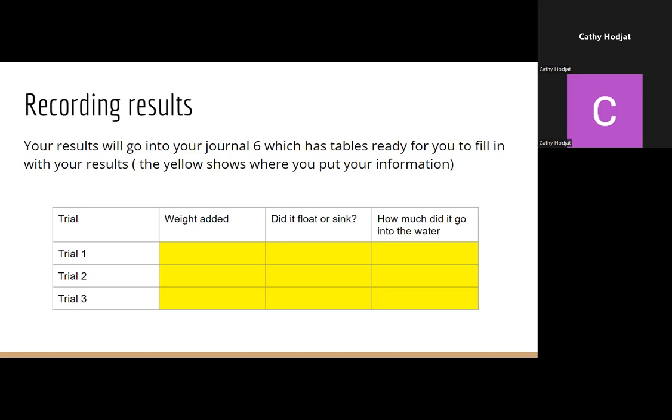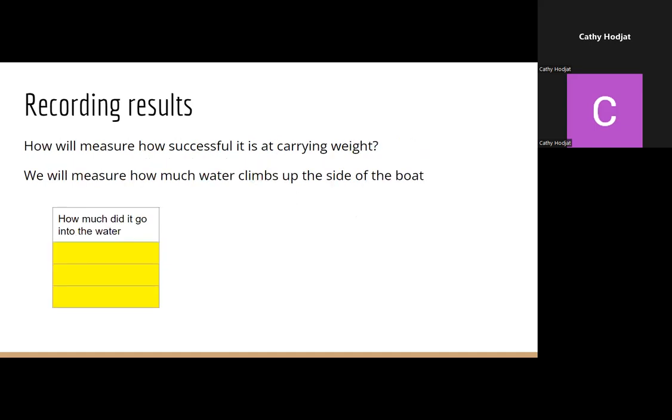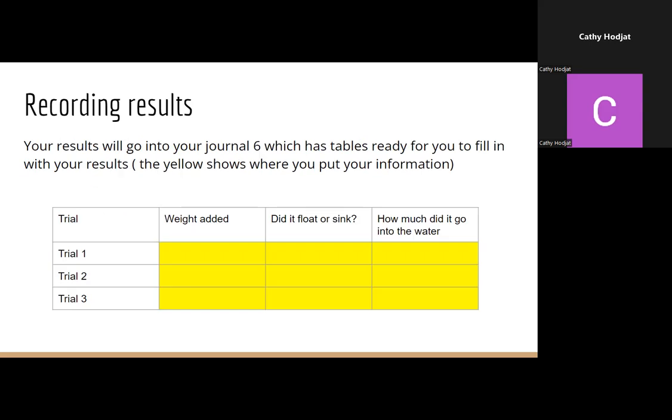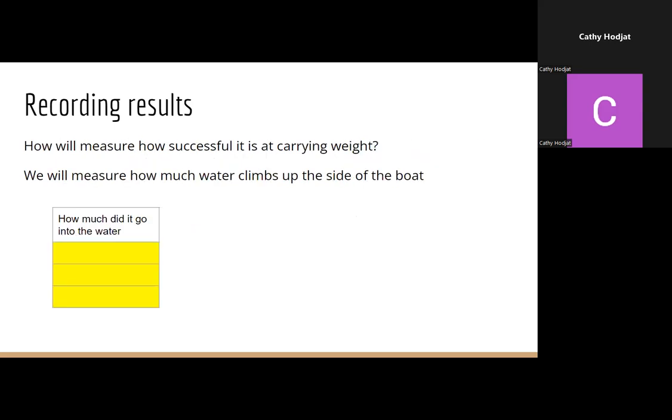So here for trial 1, we know there will not be any weight added. How will we measure how successful the boat is at carrying weight? We will measure how much water climbs up the side of the boat. So go back to this table, the last column: how much did it go into the water? We'll be measuring the side of the boat to see how deep it went into the water.